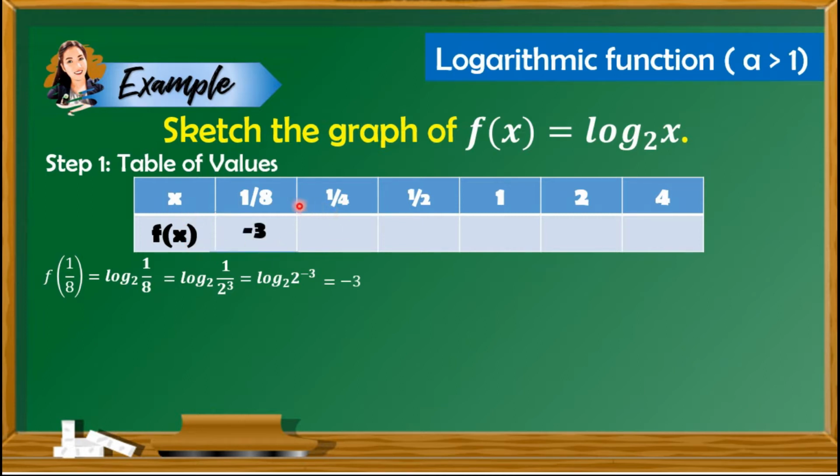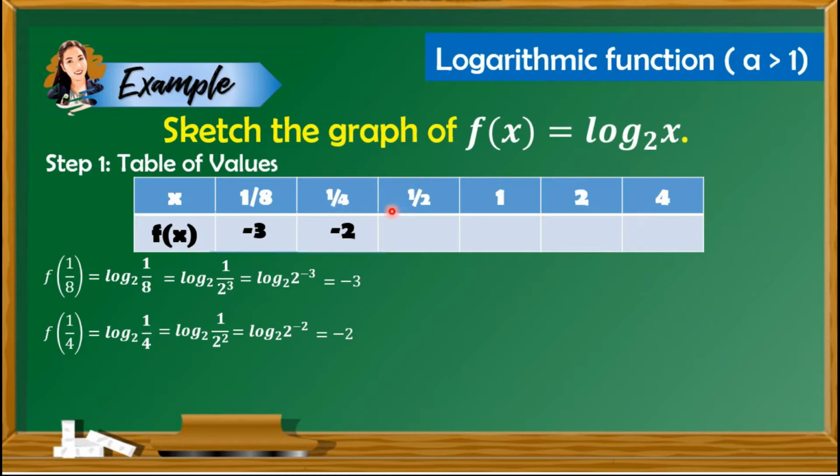Next is 1/4. So we have f(1/4) = log base 2 of 1/4. Let us change 4 to a power of 2, so we have log base 2 of 1 over 2 squared. Next is to remove the fraction using the negative rule in the exponent law, so it becomes 2 raised to -2. And using the property of logarithm, when the base a is equal to x, the answer is the exponent of x, which is -2. So we have -2 as the value of f(x) when x is 1/4.